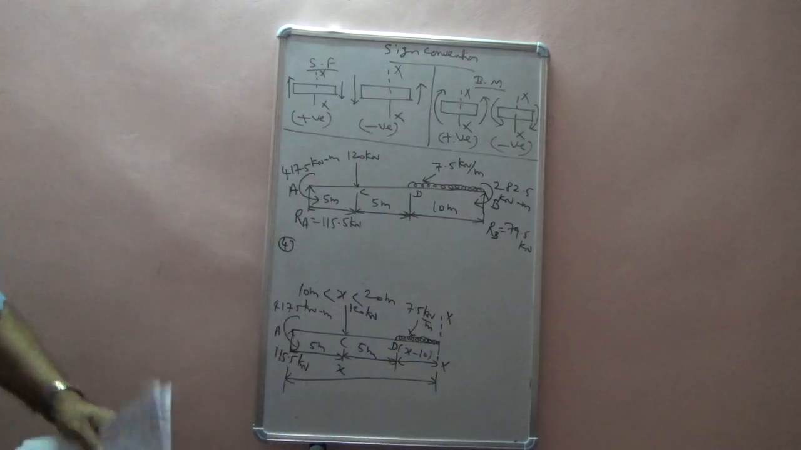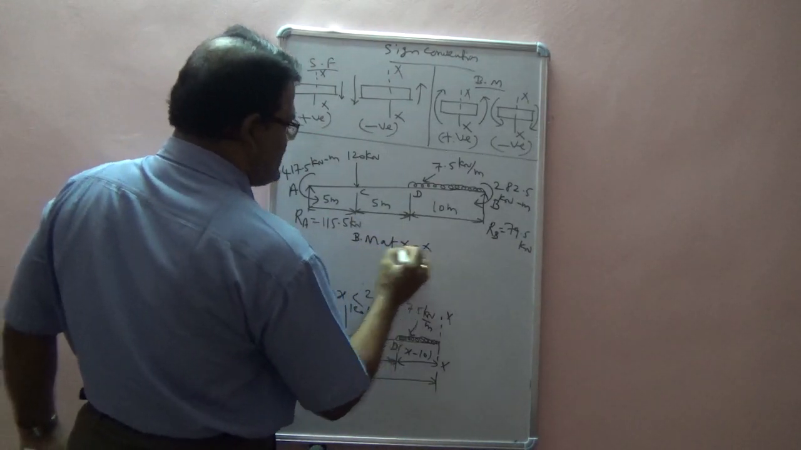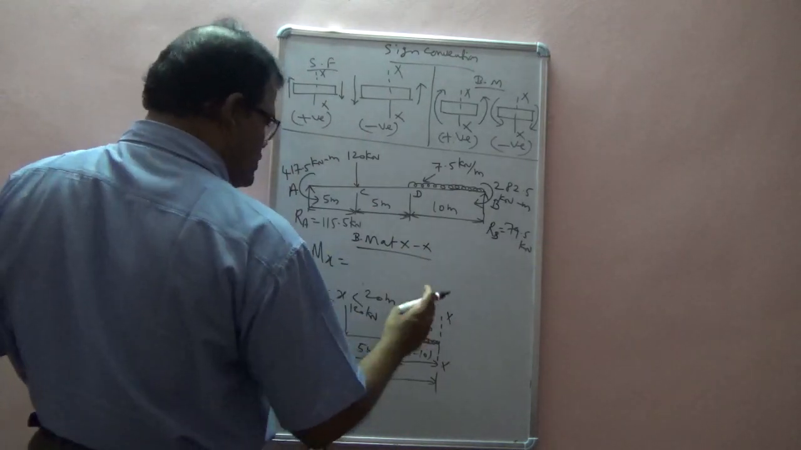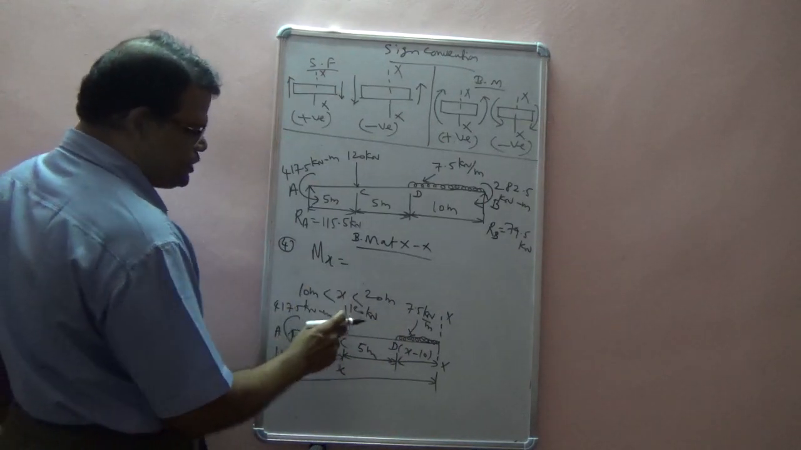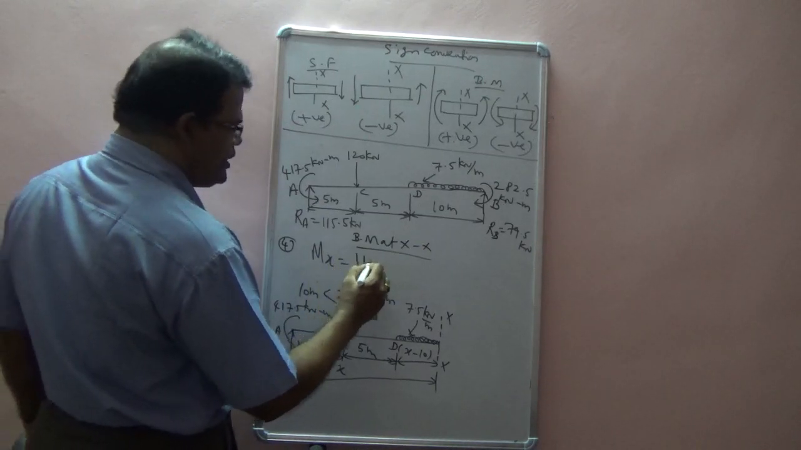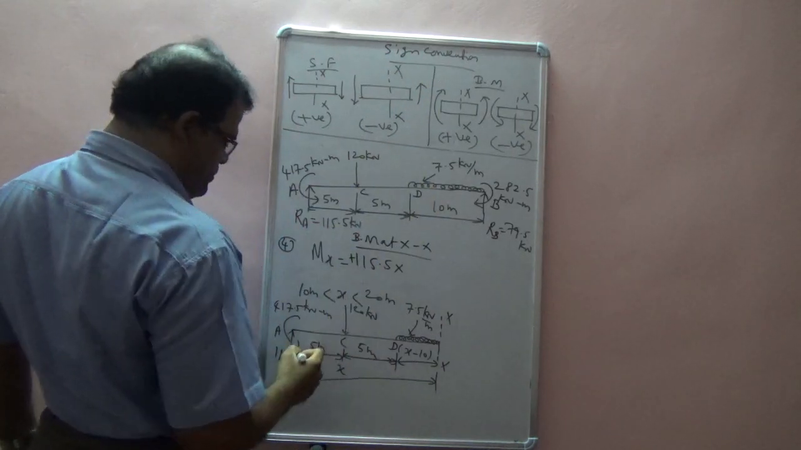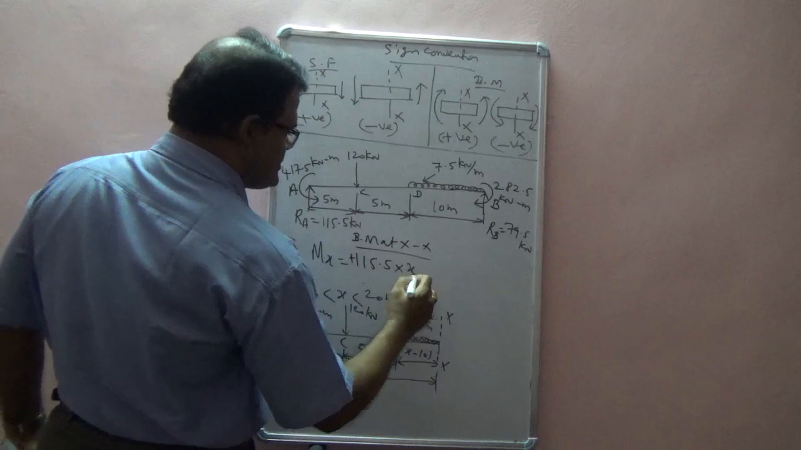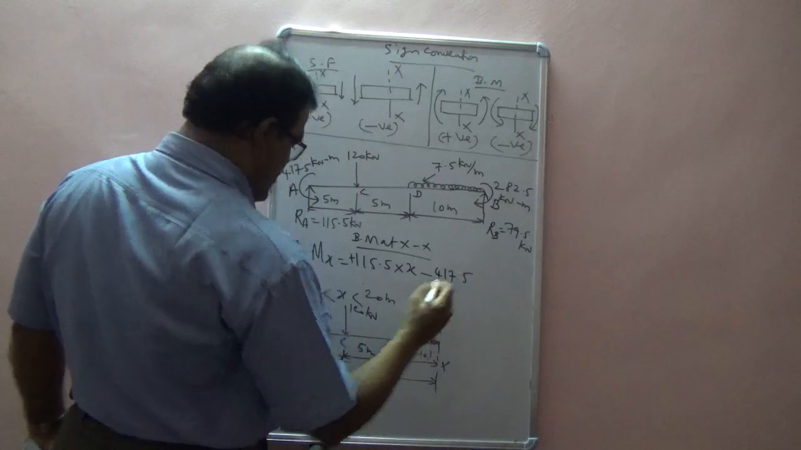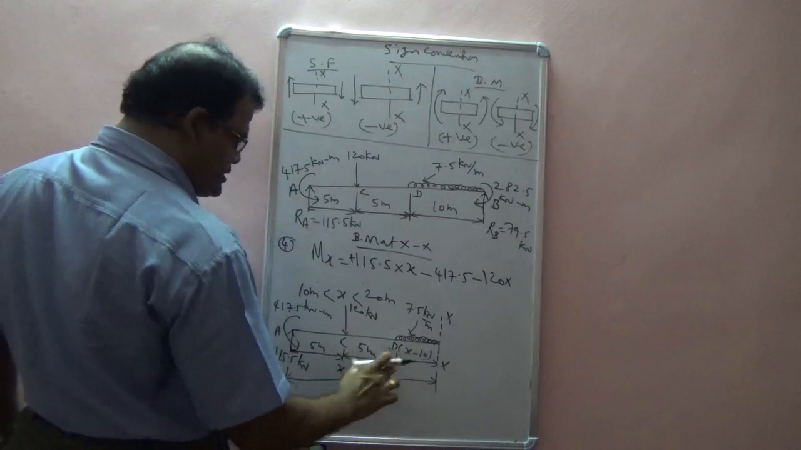So bending moment at XX, then we denote it as Mx. So how many terms will be there? 1, 2, 3, 4 terms will be there in this equation. So this force 115 is tending to rotate the beam in the clockwise direction, clockwise positive, therefore this is plus sign, multiplied by this distance x. And this one is anti-clockwise, therefore minus 417.5. And this is also anti-clockwise, therefore minus 120 multiplied by this distance x minus 5.